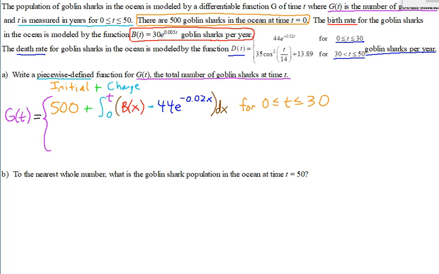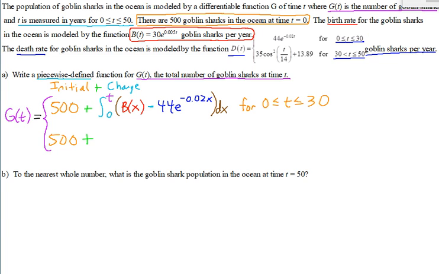Now let's look at the second piece. We'd still have to include the initial, but this one's a little bit more complicated. Because if we're beyond time 30, let's say time 35 or 40 or something, you can't just ignore this first piece of the death rate function, because this one still applies over the first 30 years.